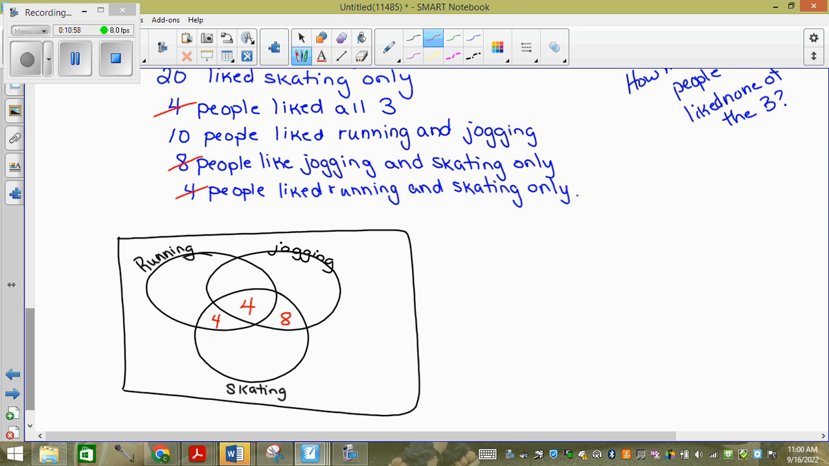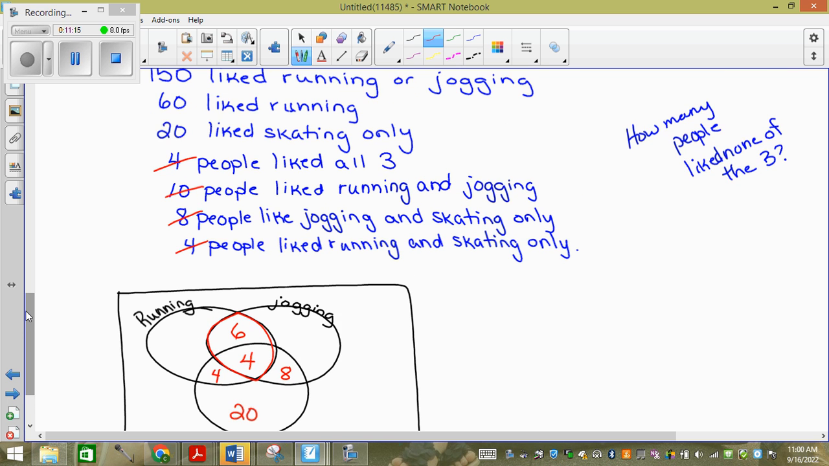Then it said 10 people liked running and jogging. So in the running and jogging piece, I should have 10. I already have 4, so this is one I actually subtract, so I get 6. 20 liked skating only, so I get a 20 here, correct? Because it says only. Then there's running left, or running or jogging. I have to do the ors last always.